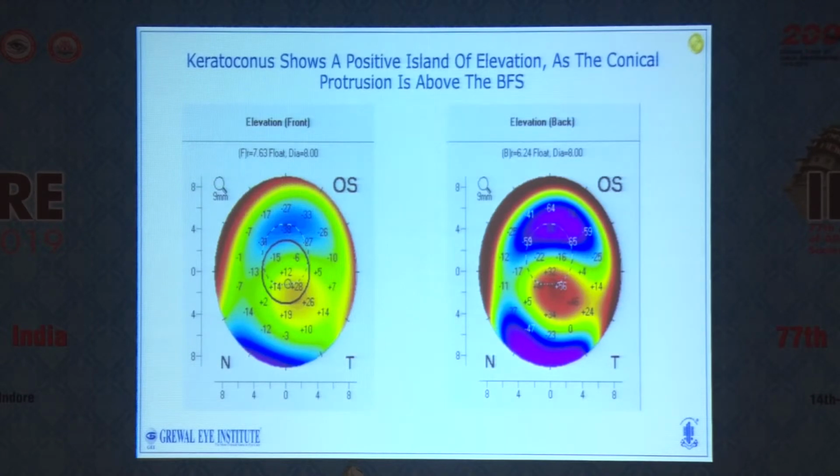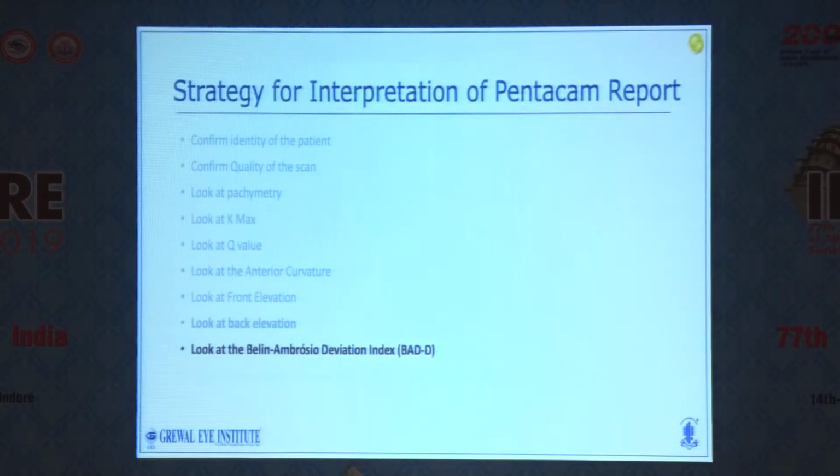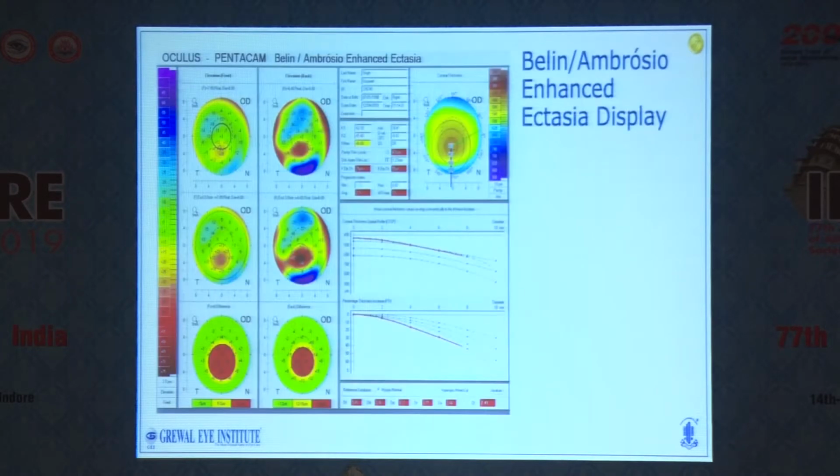In keratoconus, we will see an island of elevation both posteriorly and anteriorly. We can also use differential maps, which help us to track stability of the patient over time by allowing us to compare two scans simultaneously on one screen. Next, we look at the Bell-Ambrosio deviation index, the BAD display.